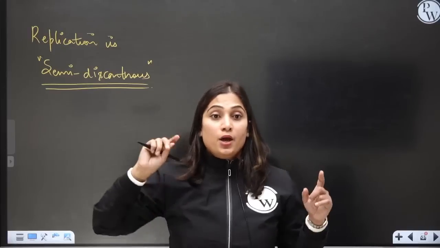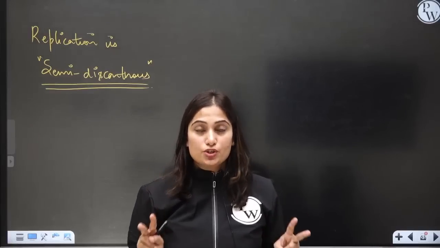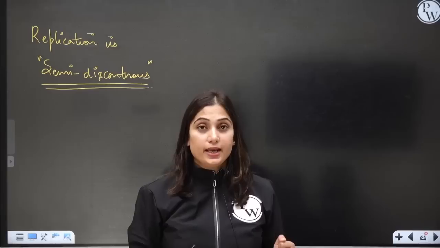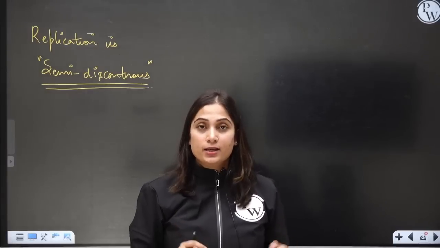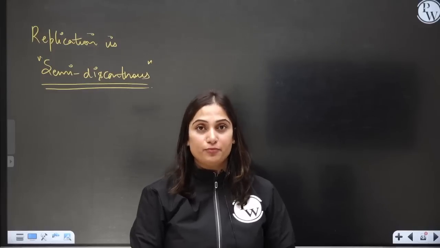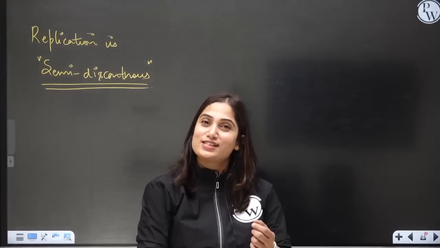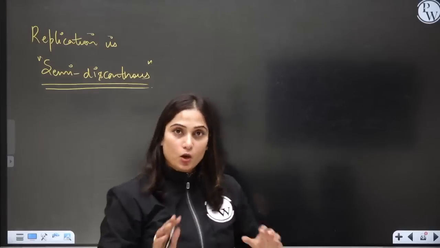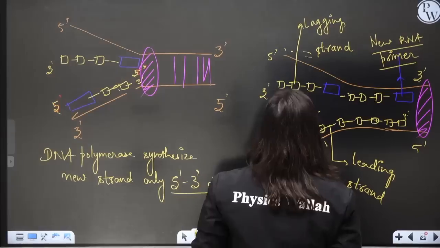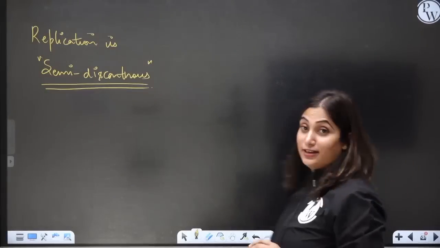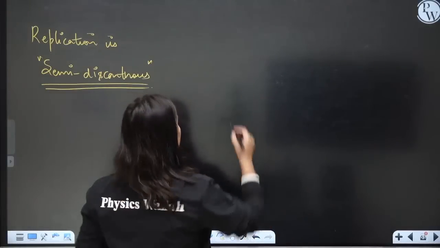Because first reason, the two strands of DNA are anti-parallel to each other, and second reason, DNA polymerase can synthesize the new DNA strand only in 5' to 3' direction. Because of these two reasons, the replication process is semi-discontinuous. Okay, so this is the leading strand, this is the lagging strand. The lagging strand would be needing many RNA primers.